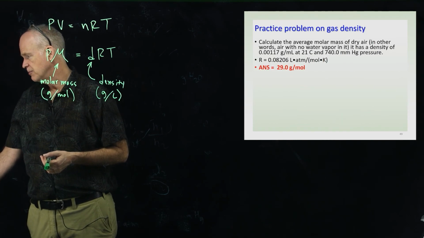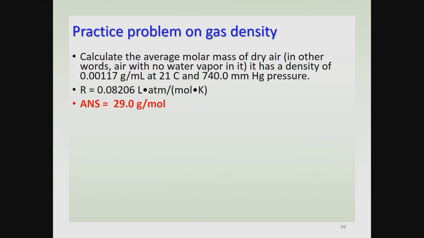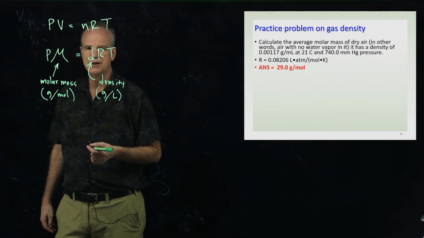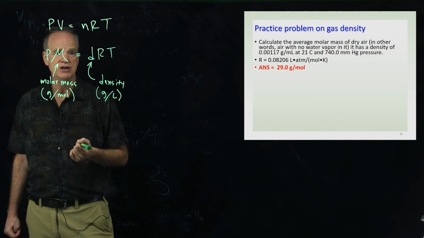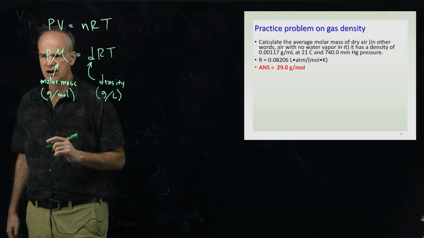I've got a problem here. It says, calculate the average molar mass of dry air, in other words, air with no water vapor in it, if it has a density of 0.00117 grams per mL at 21 degrees Celsius and 740 millimeters of mercury pressure. Essentially, what we're going to try to do is find the molar mass of the gas given its density, and we know its pressure and its temperature. So let's first assign variables and see where we're at.